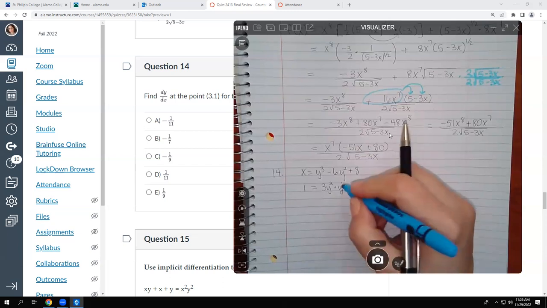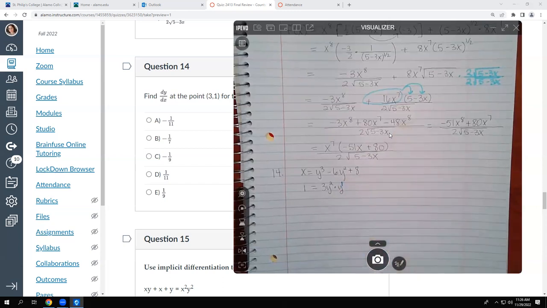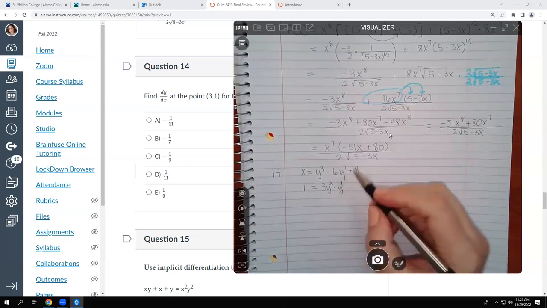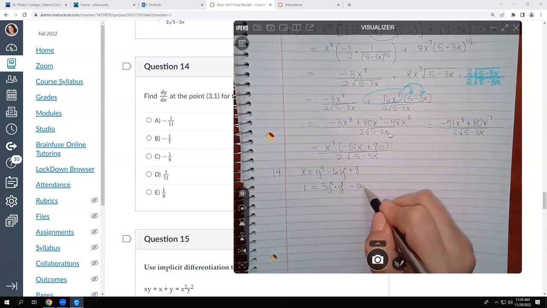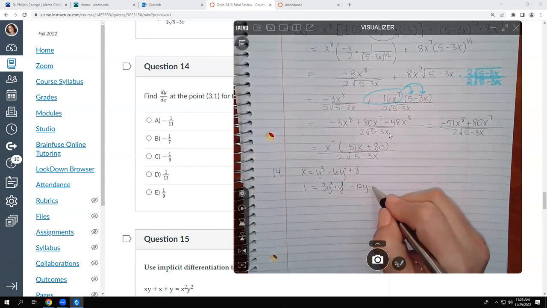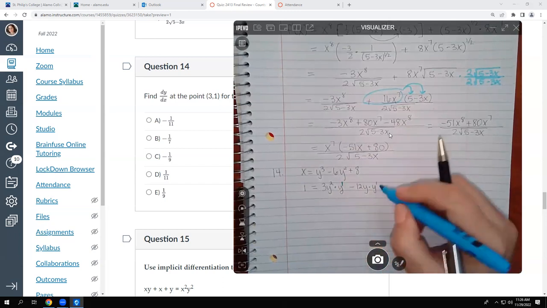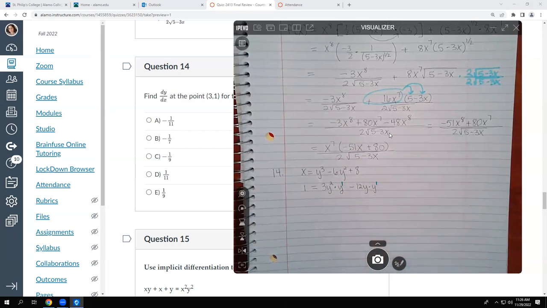And I'm going to put it in blue just because it's a prime, not a one. Okay. Then the same with the next term, it would be minus 12y, but again, I have to tag on the y prime. And then what's the derivative of any constant? Zero. And if I want to know what dy dx is, remember that's the same as y prime.